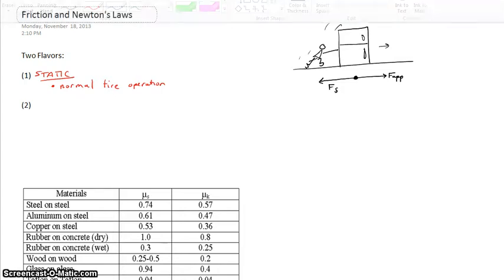But once it does get moving, we're dealing with kinetic friction. And kinetic friction, you can experience that. Just rub your hands together. That's kinetic friction. Slide your hands across the floor. Also, when your tires are skidding, that's an example of where the two surfaces in contact are sliding across each other.